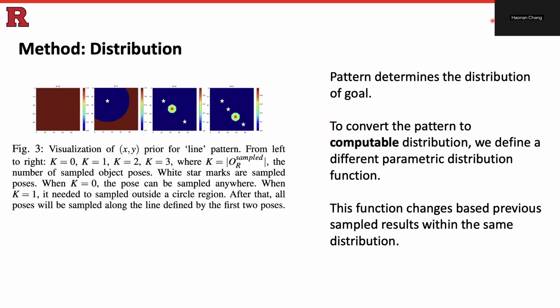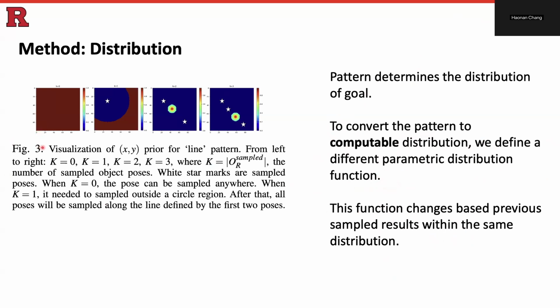So after we determine the patterns, we need to convert those patterns into computable distribution. To do this, we define a different parametric distribution function for different types of patterns. And this function should change based on previous sampled results within the same pattern.